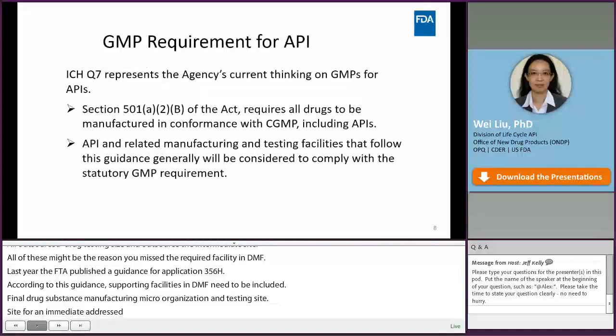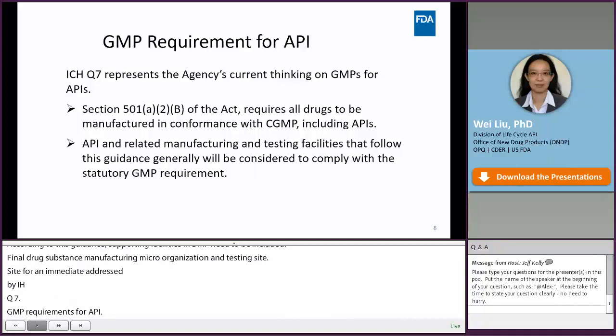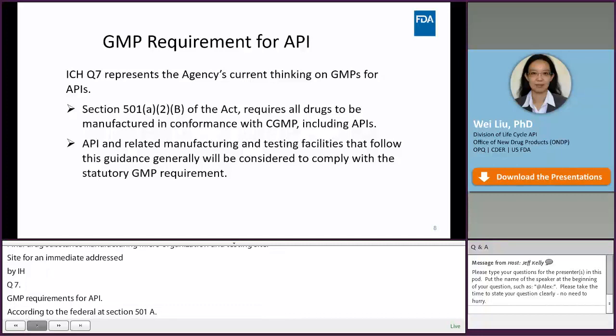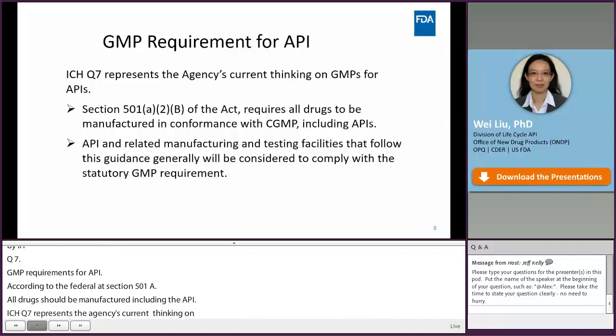Let's talk about GMP requirement for API. According to Federal Act Section 501A, all drugs should be manufactured under cGMP. This includes the APIs. ICH Q7 represents the agency's current thinking on GMP for APIs. So API and related manufacture and testing facilities that follow this guidance generally will be considered to comply with GMP requirement.